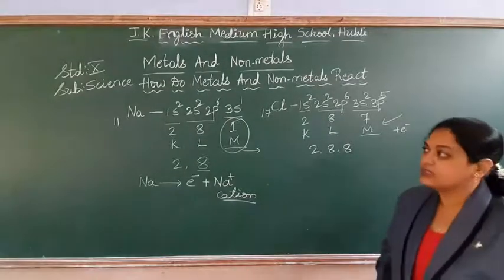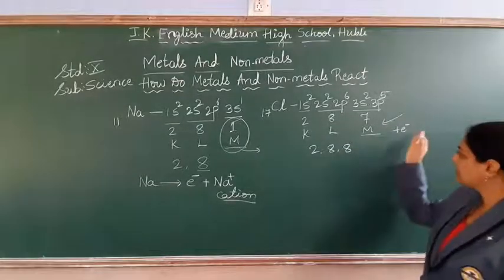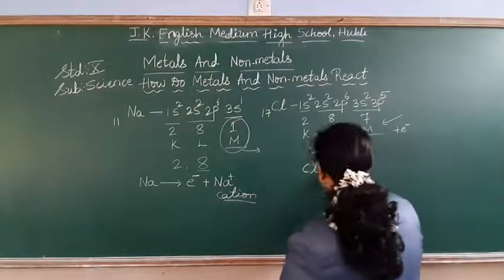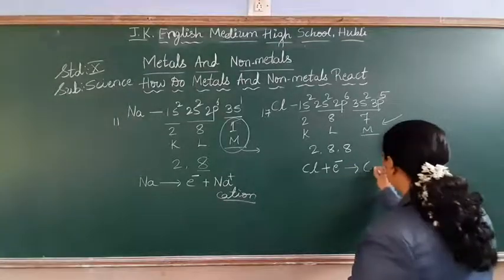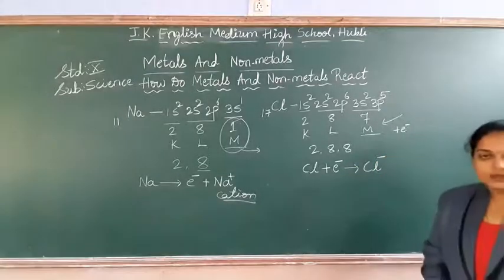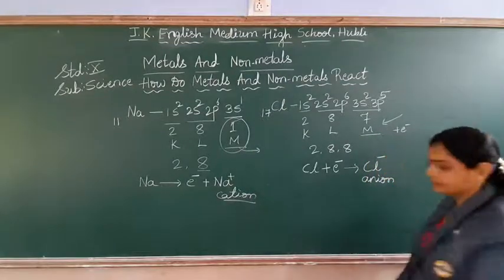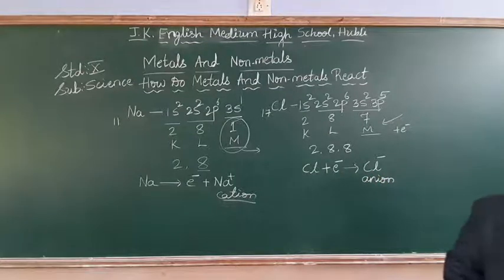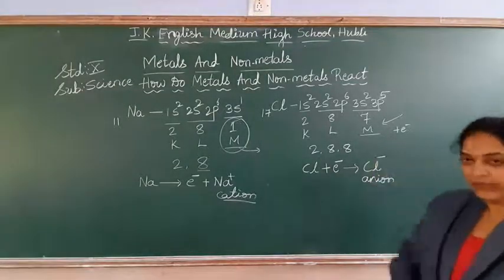Just now we have discussed metals have a tendency to lose electrons and non-metals have the tendency to gain electrons. So chlorine, by gaining the electron, will become Cl minus. Minus in a sense is called an anion. By gaining the electron, it becomes Cl minus. So this is the tendency of metals and non-metals.